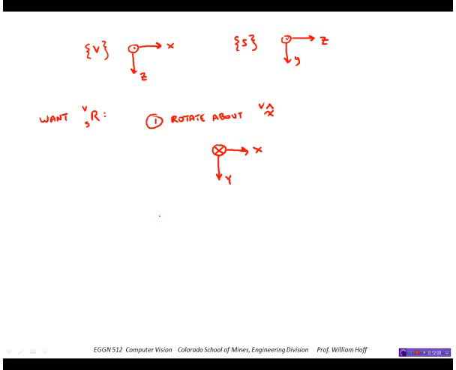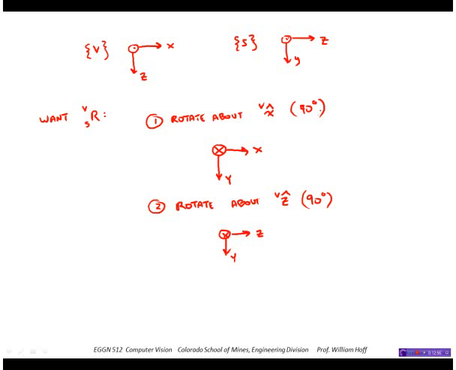Now we rotate about, let's see, the y-axis of the vehicle, but we don't want to do that because the x-axis is already pointing in the same direction. So let's skip that, and we'll rotate about the z-axis of the vehicle. So we're going to rotate about that by 90 degrees, and we're going to get z pointing forward and y pointing down. So this is 90 degrees, and this is also 90 degrees.